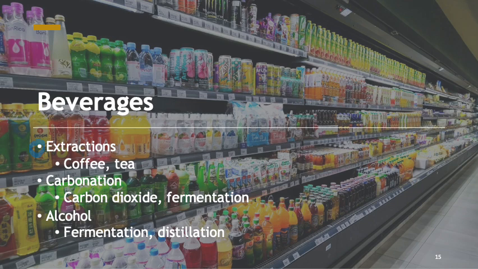Then the second type of beverages are carbonated beverages, and in this type of beverages, we can use carbon dioxide and inject that into different types of beverages, for example, sodas, sparkling water, and then we can also have a natural carbonation process, which is done through fermentation.